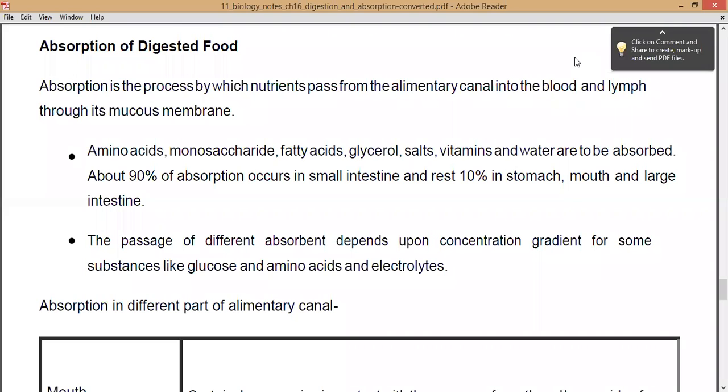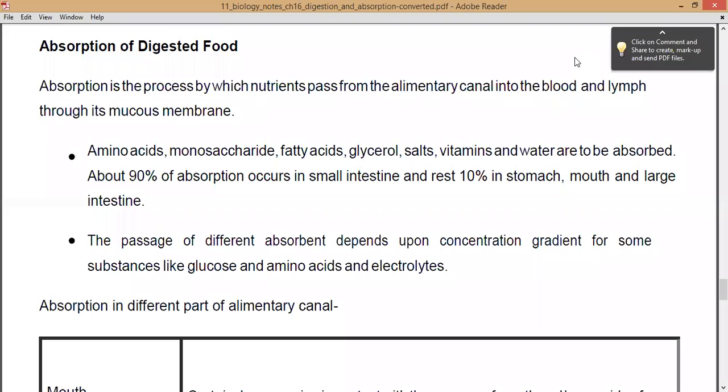So what happens in absorption? Whatever nutrients we are taking in, or whatever nutrients we are getting from the food, all those nutrients pass from the alimentary canal into the blood as well as the lymph. So all the nutrients are being poured into the blood and the lymph with the help of the mucous membrane, right? The occurrence of this process is known as absorption, right?